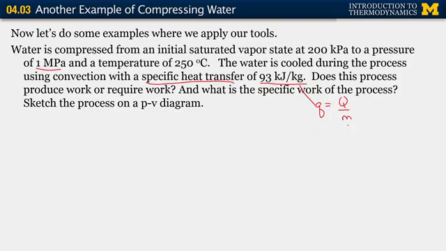Okay, so we're asked to analyze this process. We are trying to understand, does it require work or does it produce work? We don't know. And evaluate the specific work of the process. So again, specific work, I'll try and make that a lowercase w so you can see it here, is the total work divided by the mass in the system.